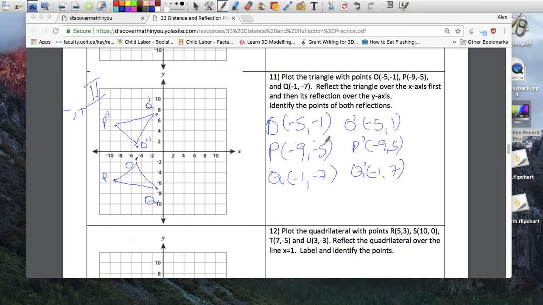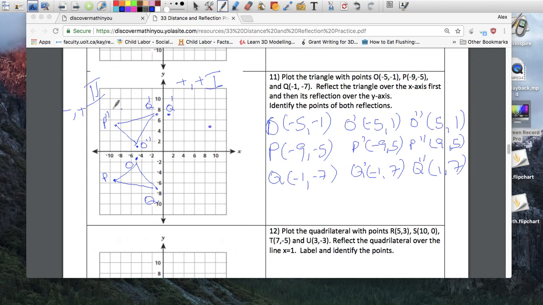Same triangle on that side, okay? O double prime, P double prime, Q double prime. And they're all going to land in quadrant 1. And in quadrant 1, the first number is positive and the second number is positive. So O is going to be 5 and 1, P is going to be 9 and 5, and Q is going to be 1 and 7. Or you can just count. So Q is 1 unit away. Here's Q double prime. P is 9 units away from the y-axis, so it's going to be right here.